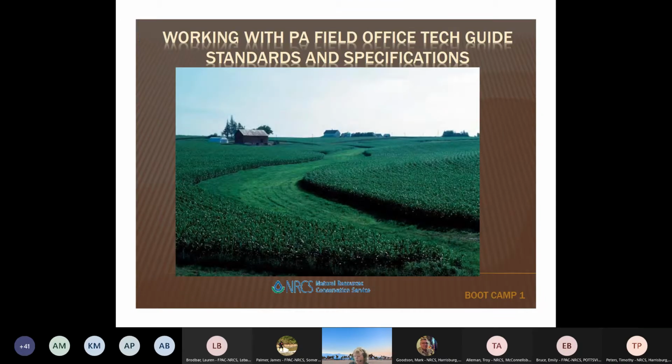Okay, so what I'm going to chat about today is basically working with the Field Office Tech Guide standards and specifications. So my presentation kind of leads towards waterways, but this is just giving you the process of how we design them, what's in the design package, and certifying them.